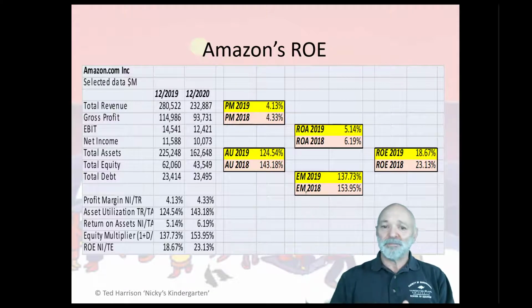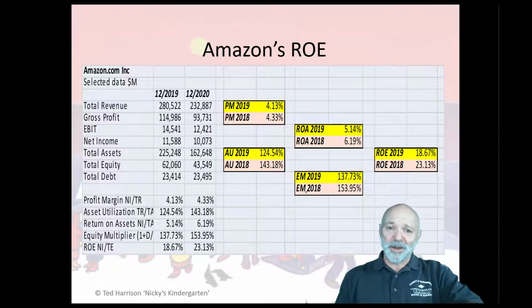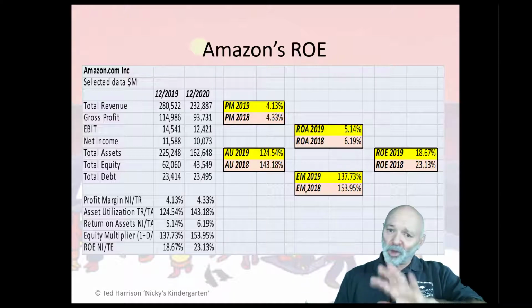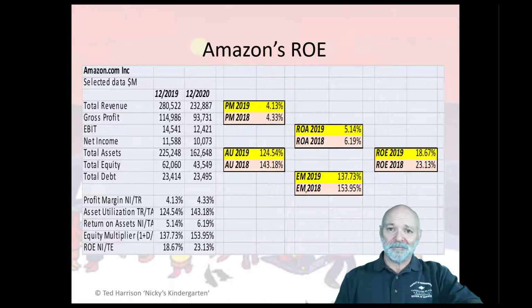23%, 18%, both of those are great rates of return on equity compared to competitors, and so we're not really too worried. But not only do we know what's happening to ROE, but we know more about why it's happening.